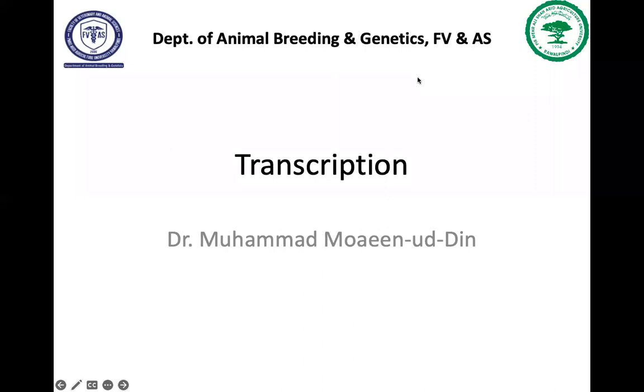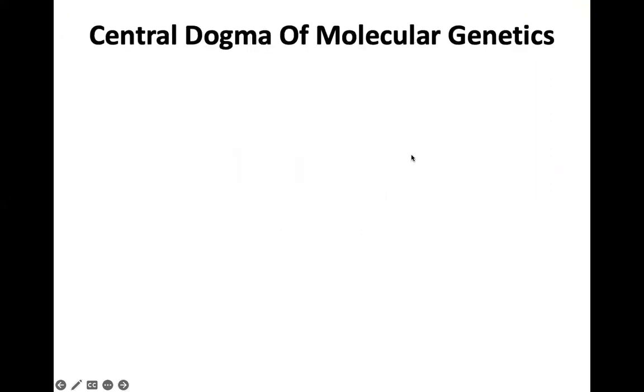Okay, so today's topic is transcription. If we talk about the central dogma, there are two parts of the central dogma. Number one is the transcription, and the other one is the translation. So in transcription, the DNA is transcribed into RNA, and in translation, the RNA is translated into the proteins.